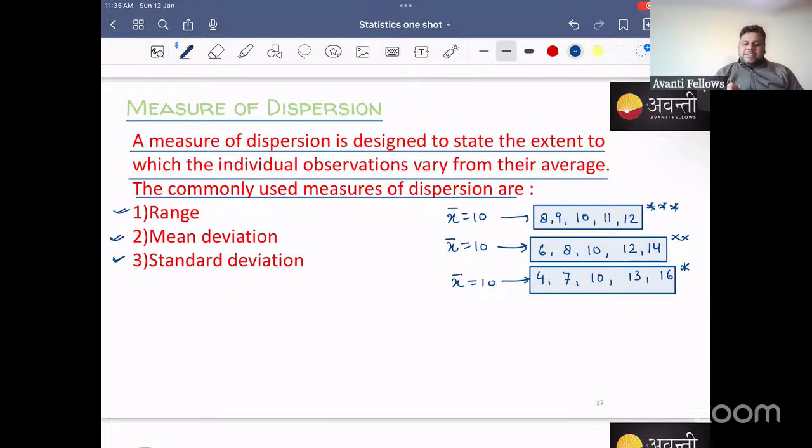Now, range is very simple. It is the difference between maximum observation and the minimum observation. Like in the first case, range will be 12 minus 8, 4. In this case, range will be 14 minus 6, 8. And in this case, range will be 16 minus 4, 12. See, more scattered data, more will be the range. More will be the range, less good data. So, lesser the range, better the data.